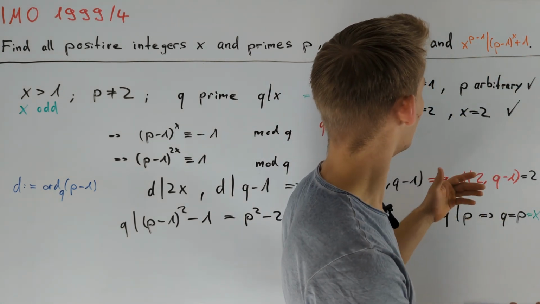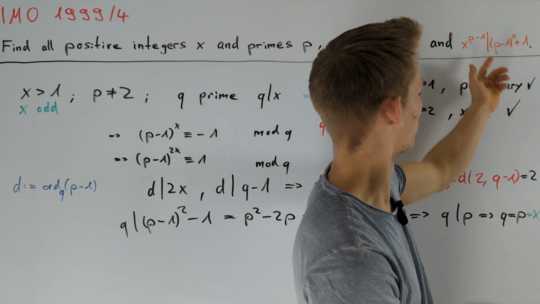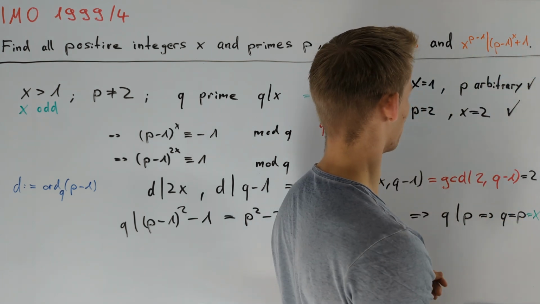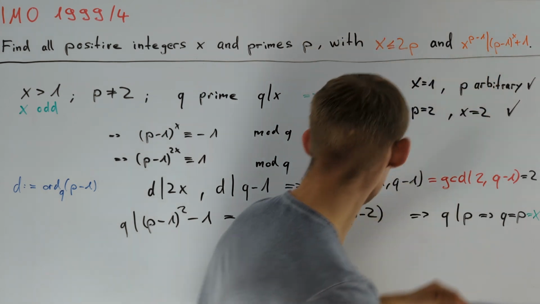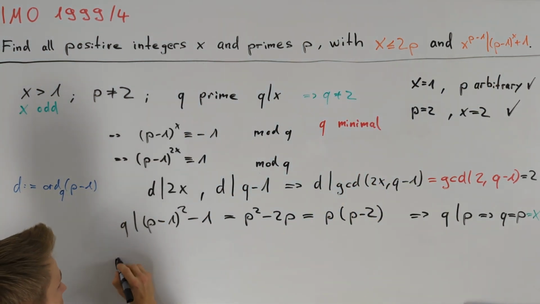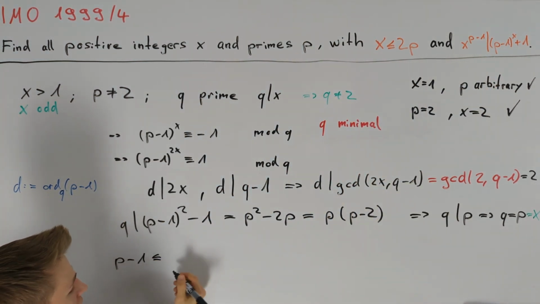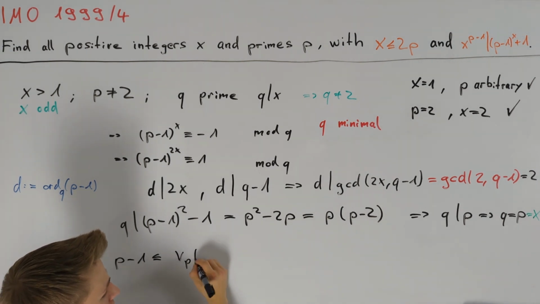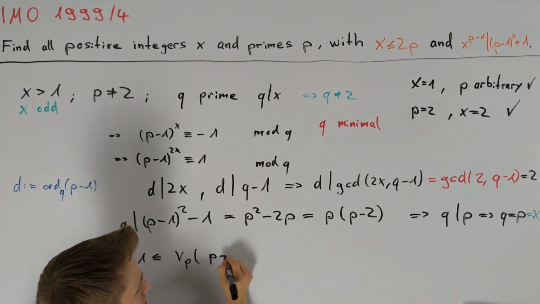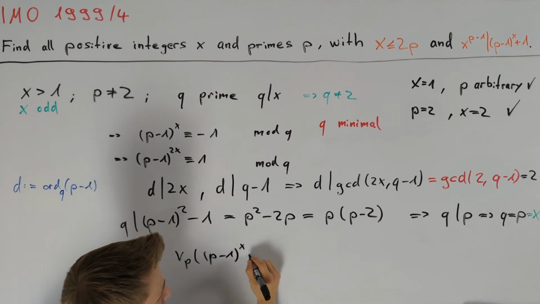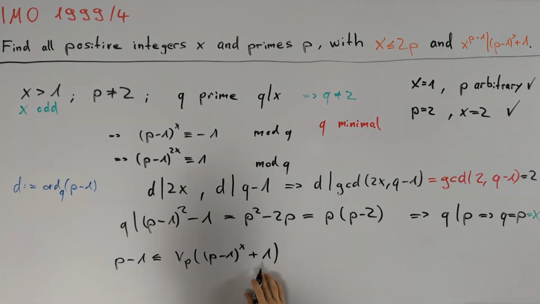Right now, we only used the fact that p divides the right-hand side once. But indeed, we know that p divides the right-hand side p minus 1 times, and now we want to use this fact. In order to satisfy this condition, we must have that p minus 1 is less than or equal to the number of times p divides (p minus 1) to the power of x plus 1. 1 can also be written as 1 to the power of x. And now we see that p divides p minus 1 plus 1 and that x is odd.